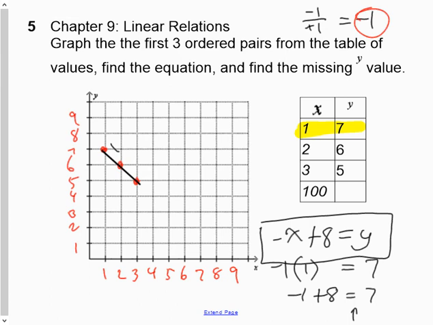And that is your answer. Negative x plus 8 equals y for all values on that line, including the ones that we haven't drawn. If we extend that line forever to the left or forever to the right, we would find that any x-y value pair on that line would fit into the equation negative x plus 8 equals y. That's why it's linear.